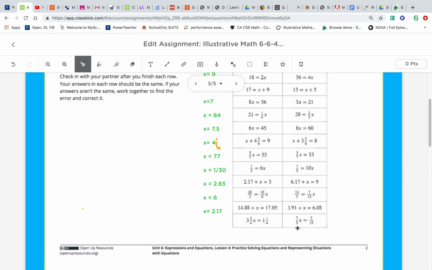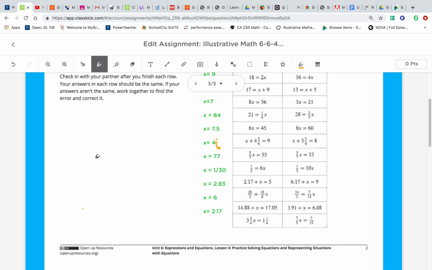And then for, I guess, the last problem here, we have 3 3/4 x equals 1 1/4. Also 7/5 x equals 7/15. In both cases, we need to divide by the number that is next to the x. So here we're going to divide by 3 3/4. Here we're going to divide by 7/5. Okay, I'll do this problem on the left here. So we're going to be dividing 1 1/4 by 3 3/4. This is 3 3/4 times x. We need to divide and divide.